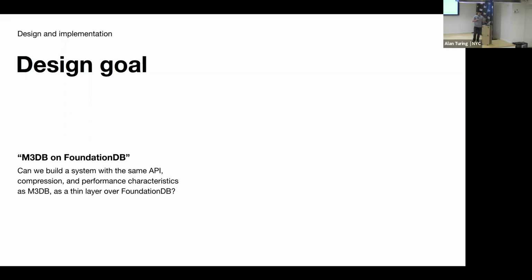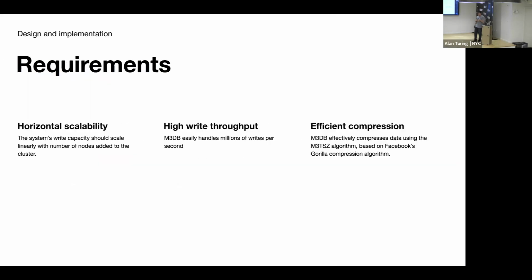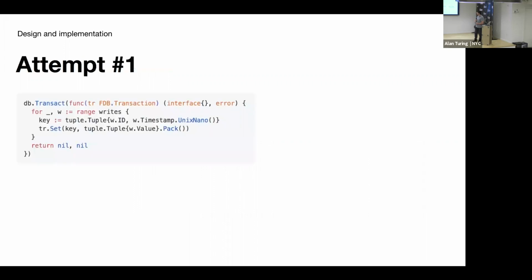The goal was, again, I work on this distributed time series database at Uber called M3DB, and the goal was, how much of M3DB could I replicate on top of FoundationDB if I was starting today? And build something with a similar API, similar performance characteristics, and equivalent compression. Because when you have this much data, the compression turns out to be super important. And alluding to what I was saying earlier, the three big requirements are horizontal scalability, efficient compression, and really high write throughput, because that's what we care about with metrics.